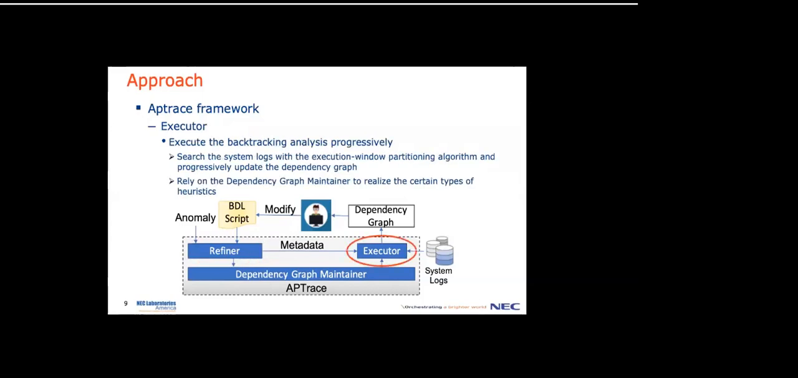Now I'm going to explain each of the key components in the framework. The first component is called the refiner. It processes the BDL scripts and generates the metadata. The metadata means the executable instructions and parameters to run backtracking analysis. And the second component is the key component of our framework. It executes the backtracking analysis progressively. There are two steps. First, it searches the system logs with the execution window partitioning algorithm so that it can progressively update the dependency graph. And second, it relies on the dependency graph maintainer to realize certain types of heuristics. Here we try to prioritize the different heuristics so that we can accelerate the backtracking analysis.